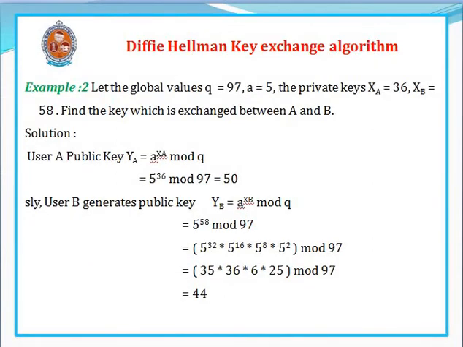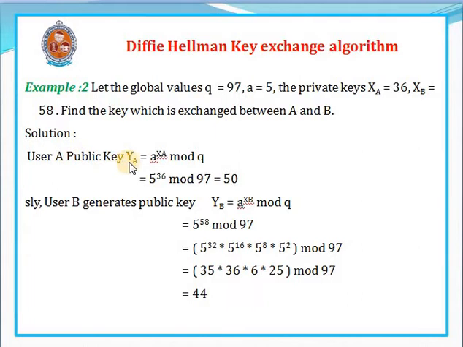Now this is another example for the Diffie-Hellman key exchange algorithm. Let the two global values be q equal to 97 and a equal to 5. Here we observe that q equal to 97 is a prime number, and a equal to 5 is the primitive root of q. Now user A selects the private key xa equal to 36 and user B selects the private key xb equal to 58. Now we have to find out the key which is exchanged between A and B.